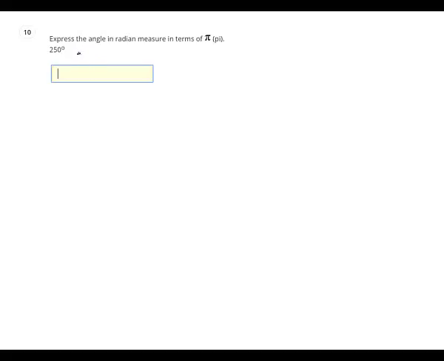Alright, so what we need to do is we want to multiply by pi over 180. So the zeros would cancel. I don't think anything else works, right? Nothing else goes into 25 and 18. So isn't it 25 pi over 18, I think? Alright, Diana, you get to pick another one.